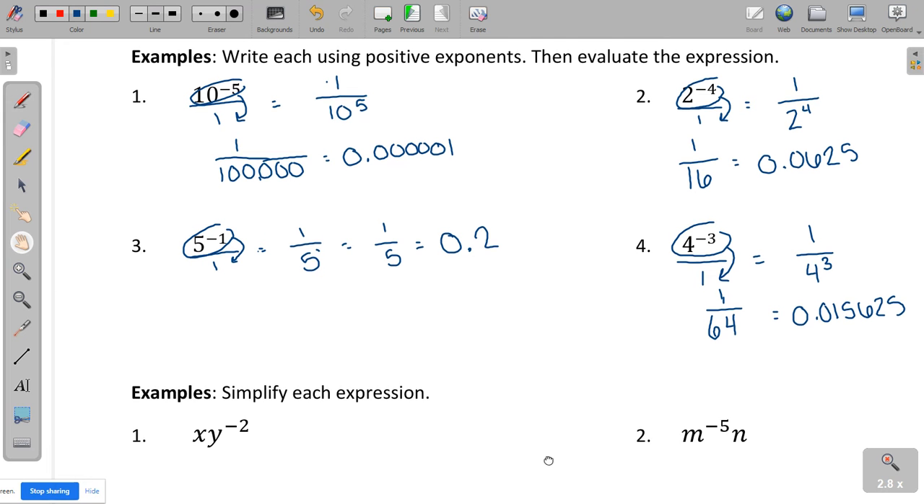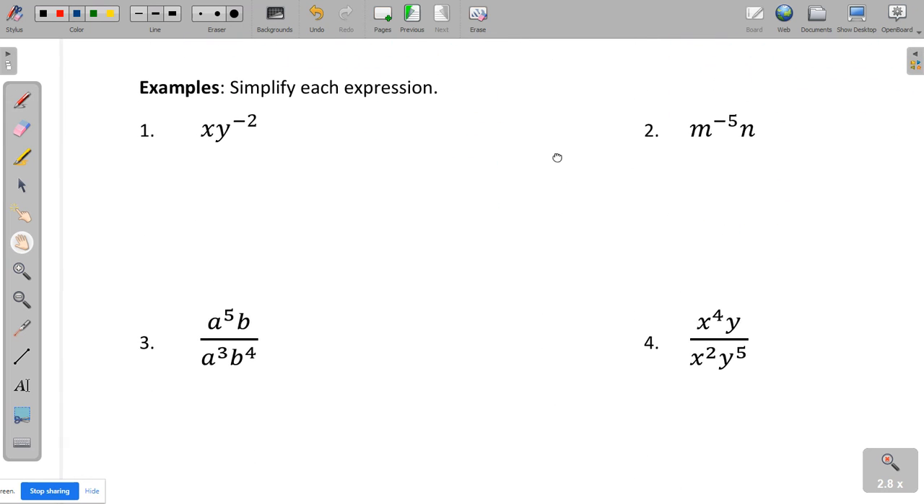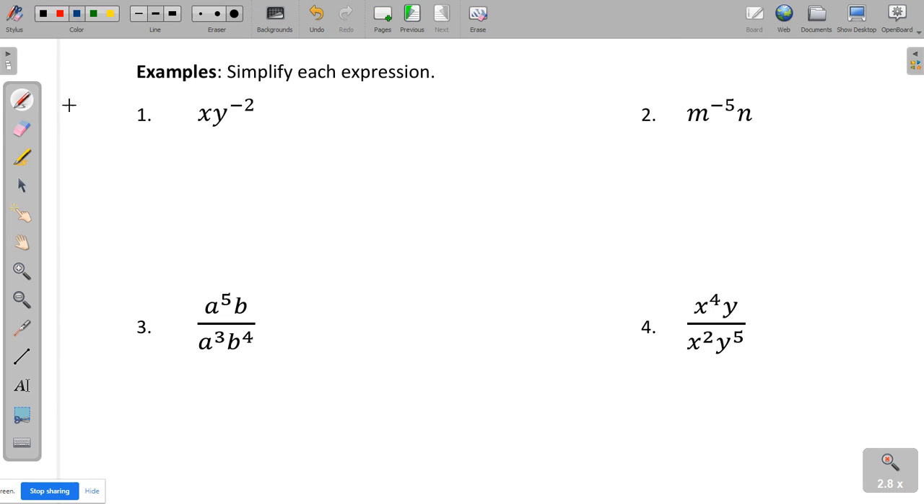Okay, now let's take this a step further. We're just going to simplify. So we have x times y to the negative 2nd. We need to get rid of negative exponents. The only thing that's negative here is our y. So let's turn this into a fraction, put it over 1, and we're only going to bring down the negative. So x stays put, y gets moved down, it becomes positive.